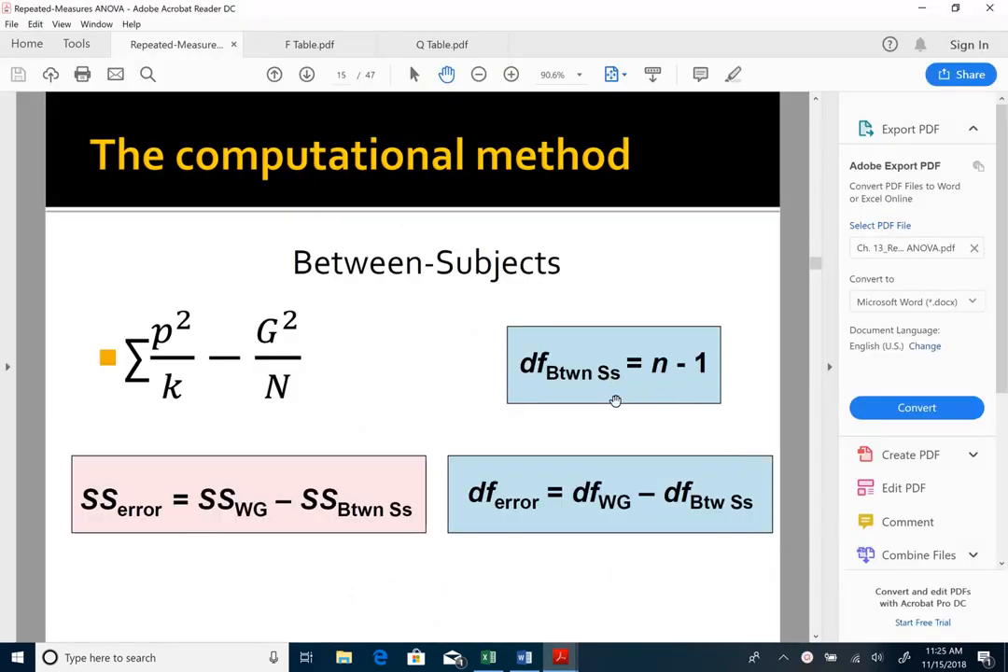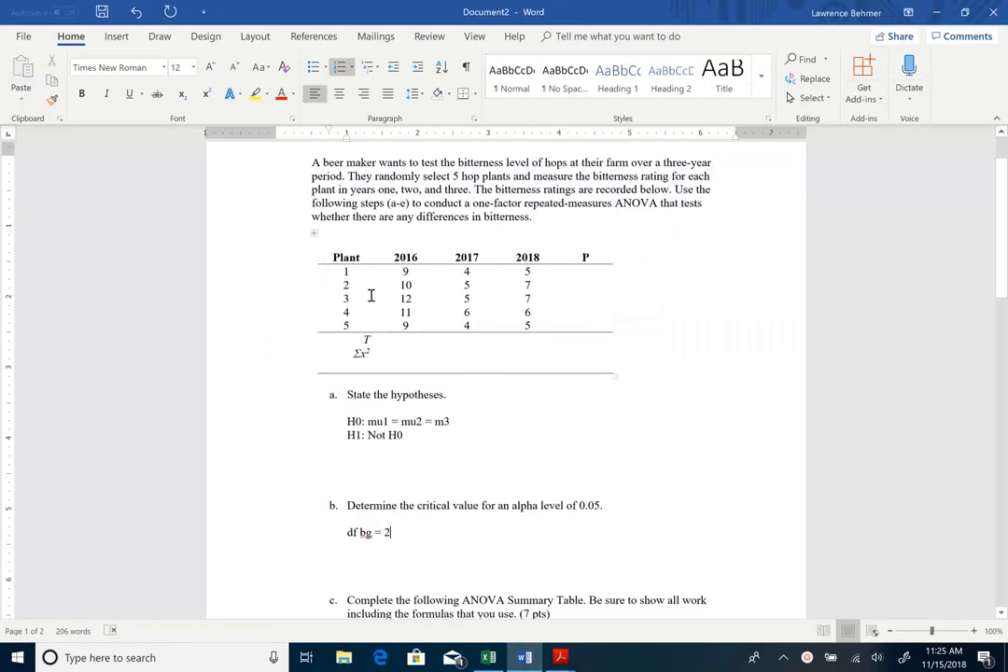It's going to be the number of participants in our study, right? There was a number of scores. Really, I guess one way to look at it is the number of scores in each level. But of course, that's going to correspond to the number of participants in the study, minus 1, right? So it looks like we have 5 plants, right? So 5 minus 4. Oops, I don't want to do that. So df between subjects would be 5 minus 1. That equals 4.